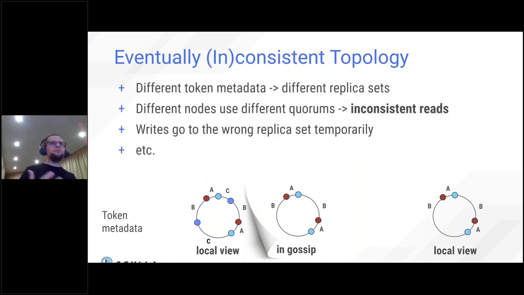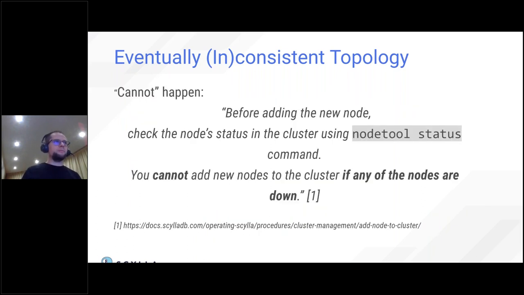This is of course not good, because different coordinators will use different quorums and this can cause inconsistent reads, and writes may also go to wrong replicas temporarily. But eventually node C will go up, it will synchronize the topology, and in an eventually consistent environment you are also supposed to regularly run repair. So with repair, you will eventually solve this problem.